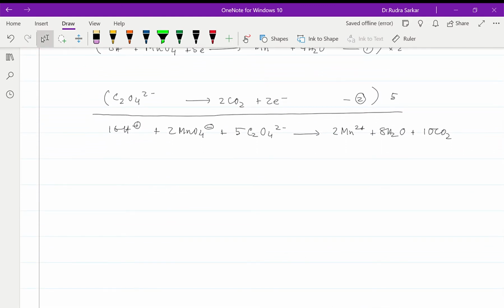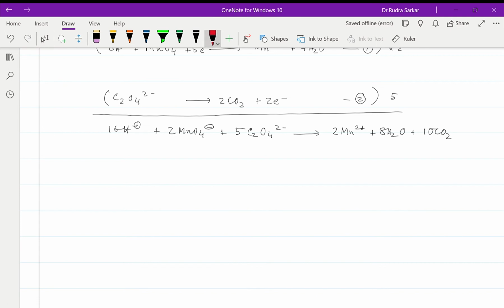Okay, so next we will be taking an example in which we will try to balance a redox equation, and that would be in alkaline medium. Okay, so let's take an example of that kind. Suppose I have given you one equation over here.